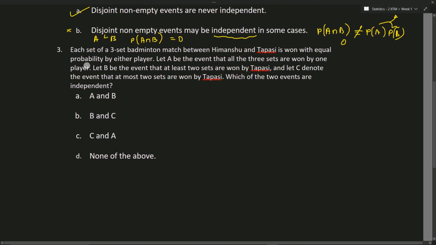Third one, each set of 3 sets of badminton between Himanshu and Tapasi is won with equal probability by either player. Let A be the event that all the 3 sets are won by one player. Let B be the event that at least 2 sets are won by Tapasi, and let C denote the event that at most 2 sets are won by Tapasi. Which of the events are independent?